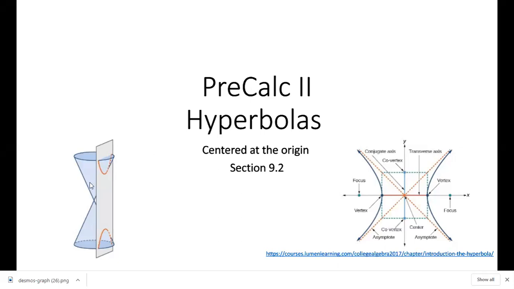So a hyperbola is one of these conic sections where we cut this plane here, and it's characterized by, we have to find the center, but by the vertices, the foci, and by these two asymptotes. That's kind of the main things about a hyperbola.